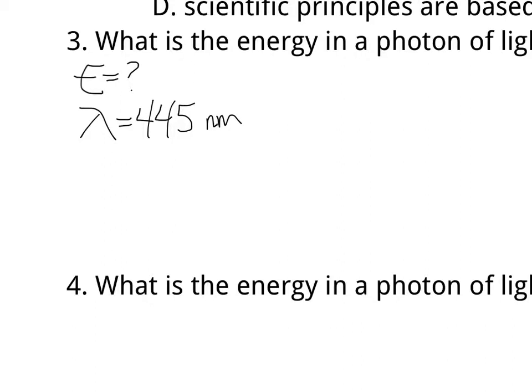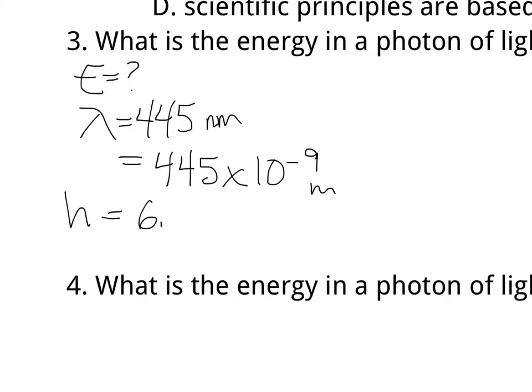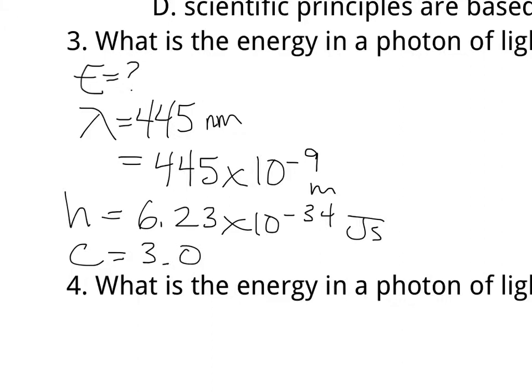And this is relatively simple. From nanometers into meters, we just multiply by 10 to the minus 9. So this is really equal to 445 times 10 to the minus 9 meters. And of course, we still have Planck's constant, always 6.23 times 10 to the minus 34. The unit here is joule seconds. And because we've got a wavelength, it also may help us to write down the velocity of light, 3 times 10 to the 8th meters per second.